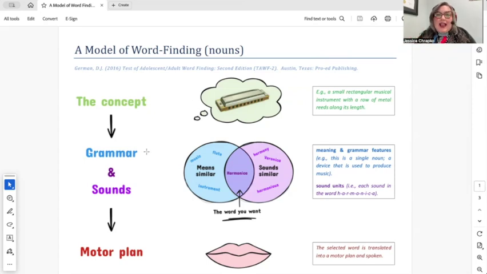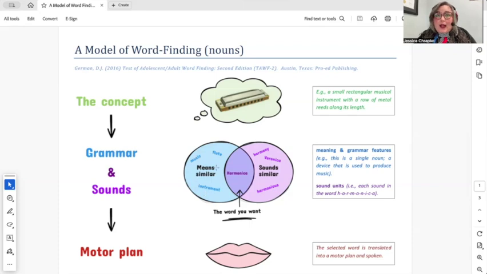The next thing that we access is the grammar or the meaning component, which is represented in this blue part of the Venn diagram. In the case of harmonica, we know that it's a single noun and it's a device that is used to produce music. Interestingly, as we are looking for the word harmonica, words that hold similar meaning are partially activated. They're lit up as neighboring concepts.